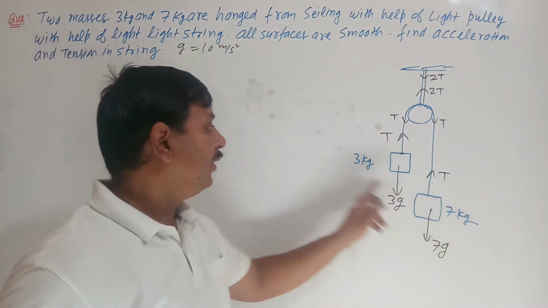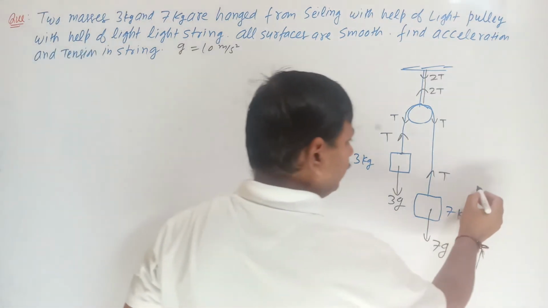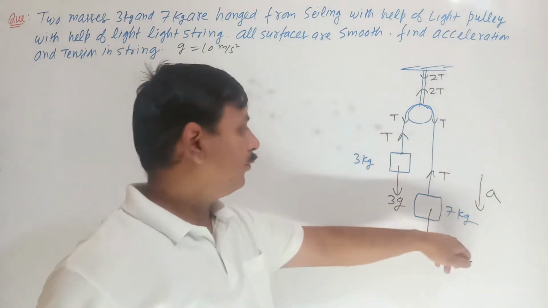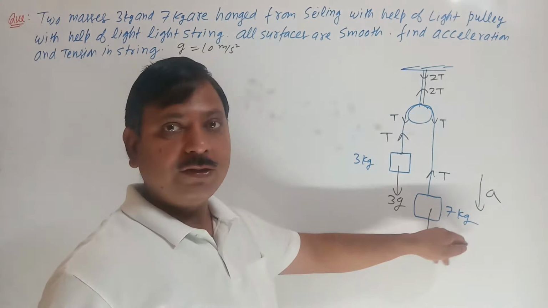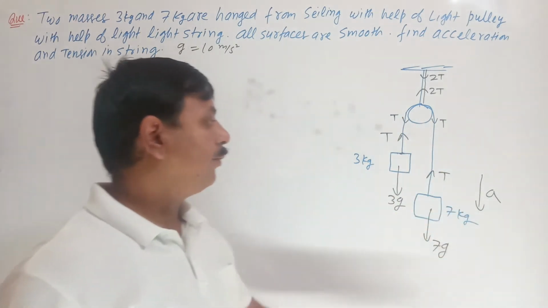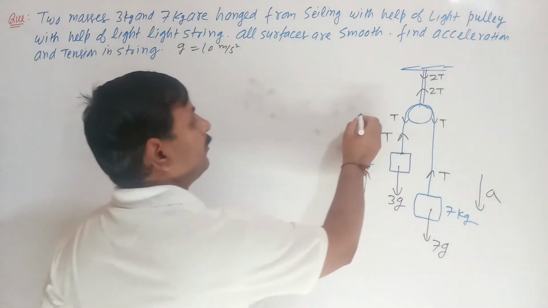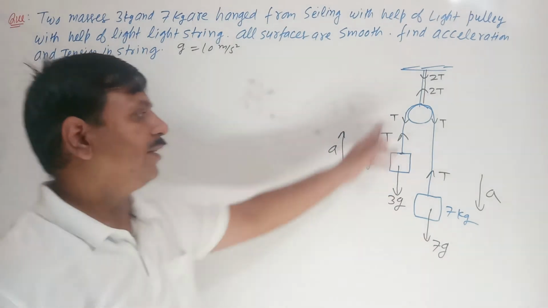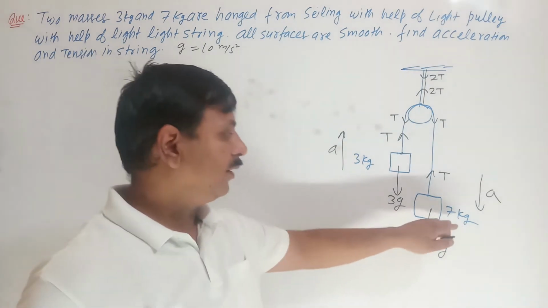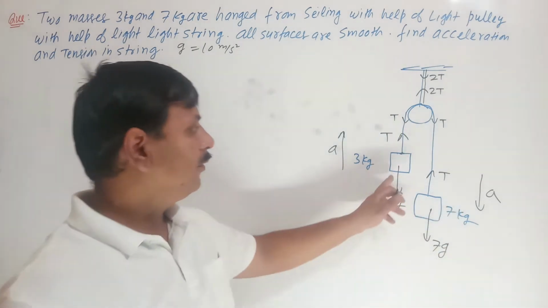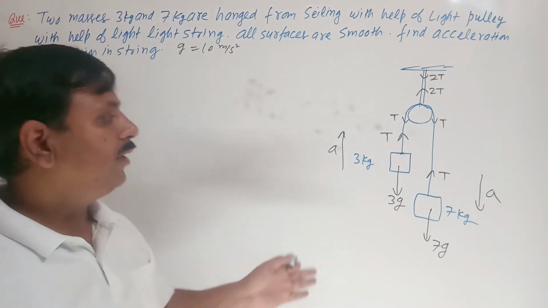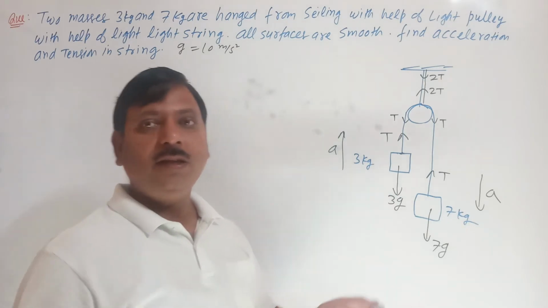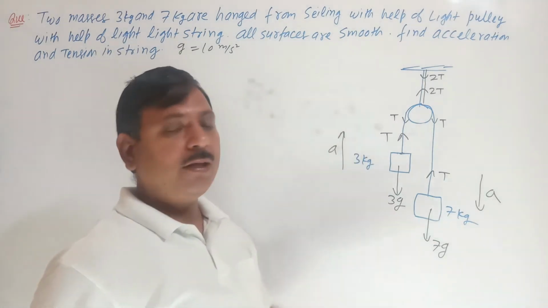See, 7 kg is more than 3 kg. So acceleration is downward due to the more weight, 7g. 7g goes downward, and by the constraint principle we can say the 3 kg will go upward. The string is inextensible. So the displacement of the 7 kg is downward and the 3 kg has displacement upward. So the same velocity and the same acceleration will be there, only with opposite signs. If it is downwards, this should be upwards.